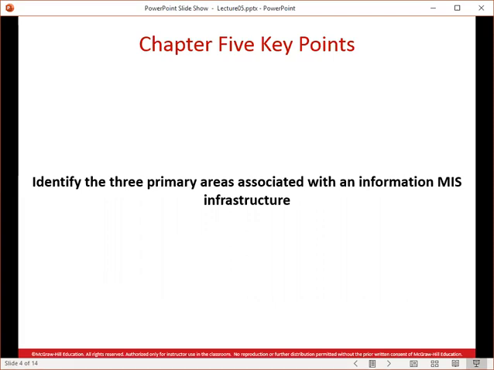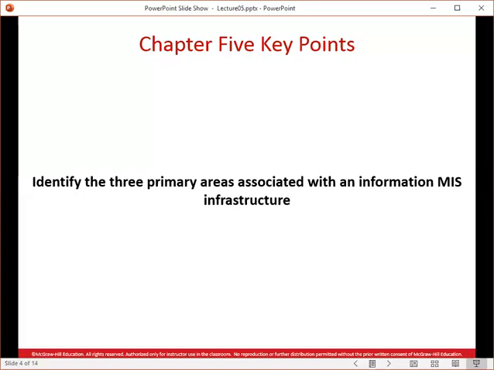So next, we looked at the three primary areas associated with the MIS infrastructure in information. And again, the information infrastructure is to provide continuous business operations. So three primary areas there are backup and recovery. A backup is an exact copy of the system's information. Recovery is the ability to get a system up and running in the event of a system crash or failure, and that includes restoring the information backup.